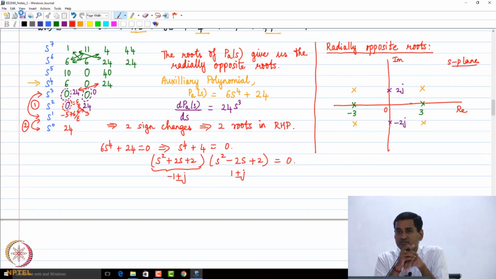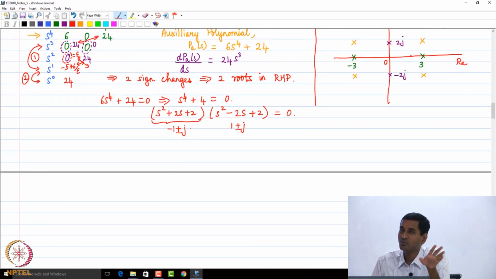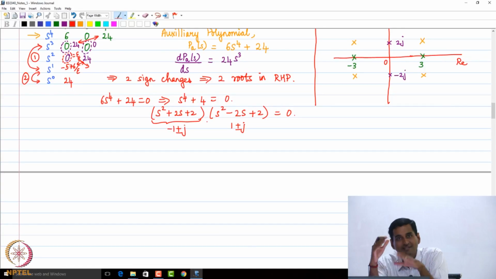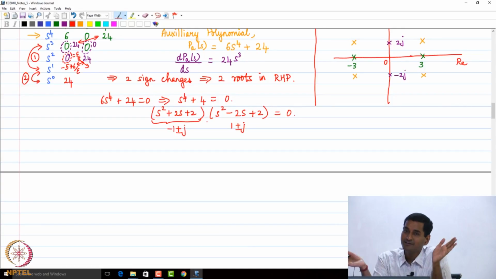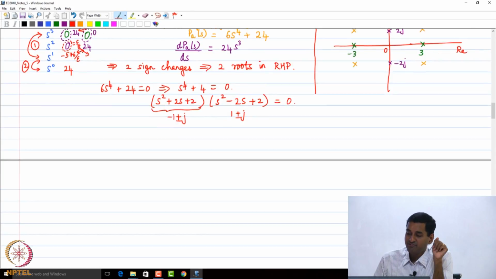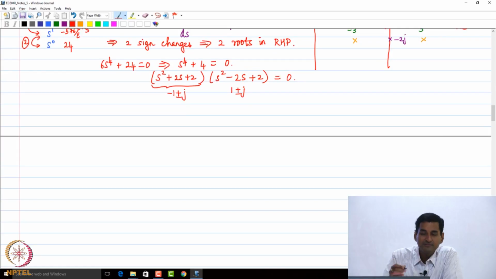Any questions on this? Please try out more examples, and the more you try and the more you come and discuss with me, I'm sure both of us will learn together. I'm also trying out cases, and you also try out cases. Construct examples where you have radially opposite pairs, roots on the imaginary axis, and a mix of both, roots on the imaginary axis and roots on the right half plane, and try things out. So this is the Routh stability criteria.